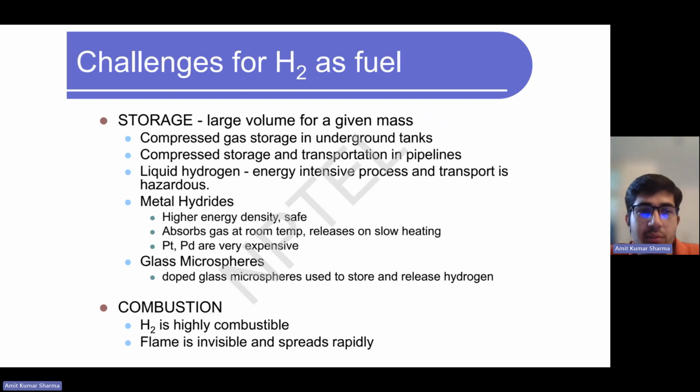So these are methods we can use to store hydrogen: metal hydrides, glass microspheres, liquid hydrogen, or we can compress and store it. Okay, so these are the things in storage. Combustion: hydrogen is highly combustible, and the flame is invisible and spreads very rapidly. So these are two challenges in combustion.